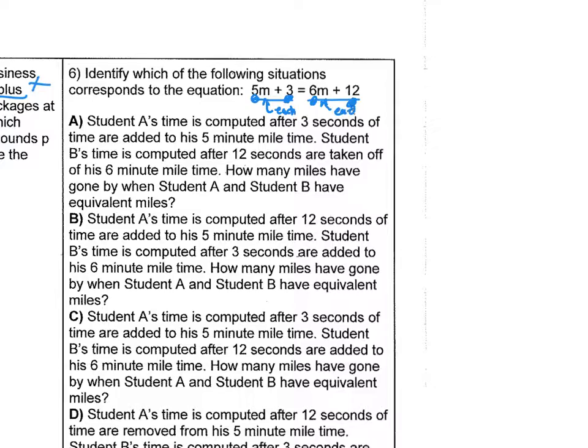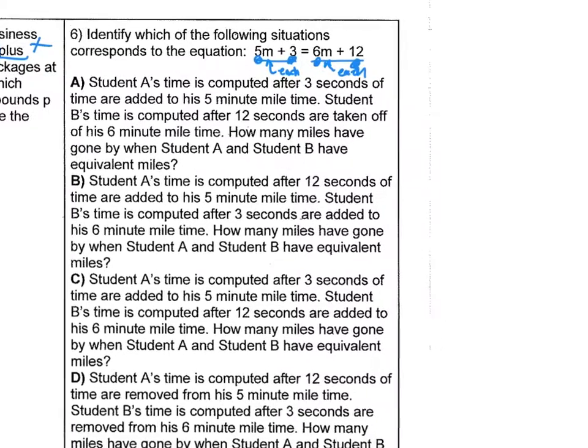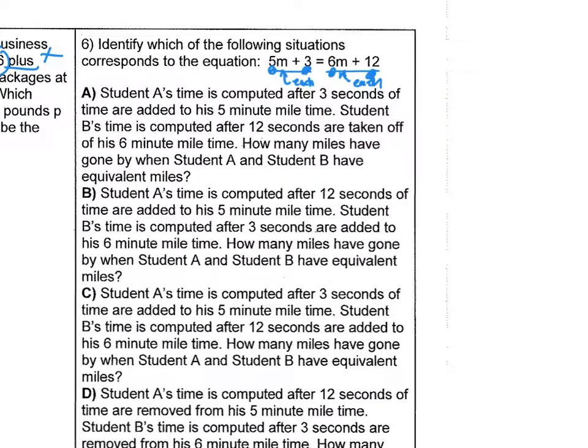Same thing with 6. So if I look at A, student A's time is computed after 3 seconds of time are added to his 5-minute mile time. Student B's time is computed, so we'll say 3 plus 5m, that's A. Student B is computed after 12 seconds are taken off of his 6-minute mile time. So they're saying they're subtracting 12. Is that what your equation shows you? No, we don't have any subtraction. We're just adding those, so it can't be A.